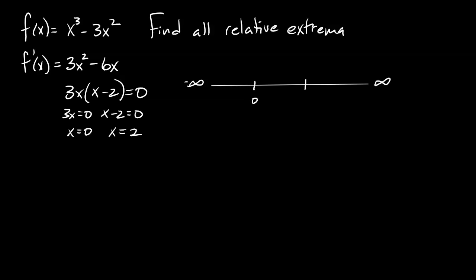Basically, the only two numbers we've even talked about. Okay, good. So I know that my graph changes at 0 and 2 because they're critical numbers.